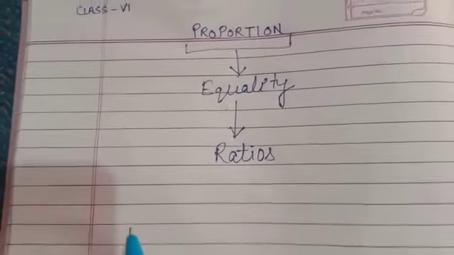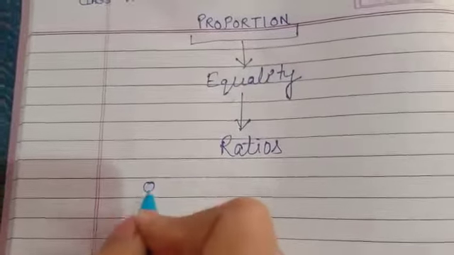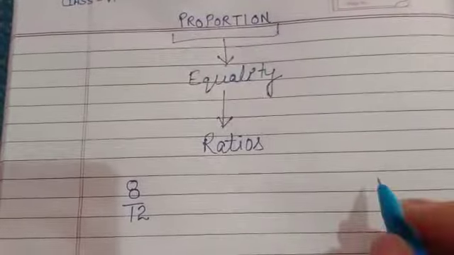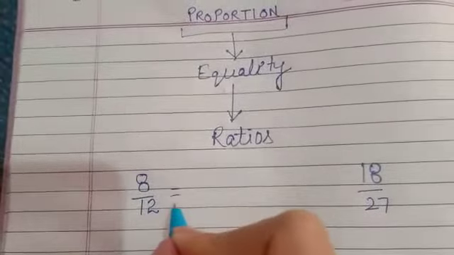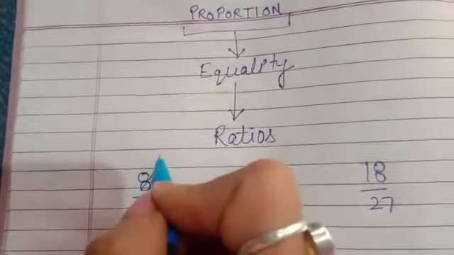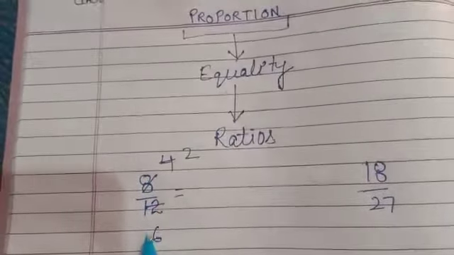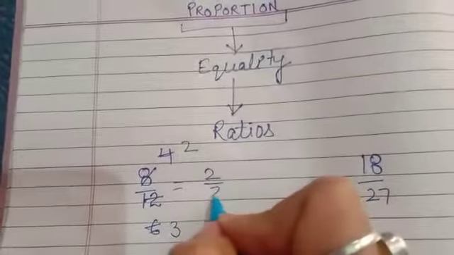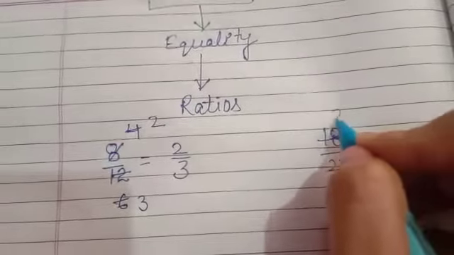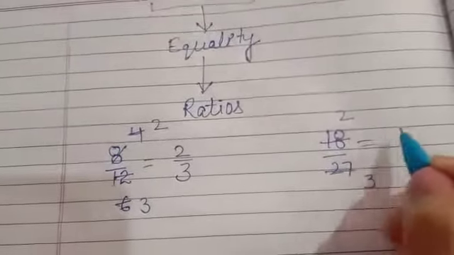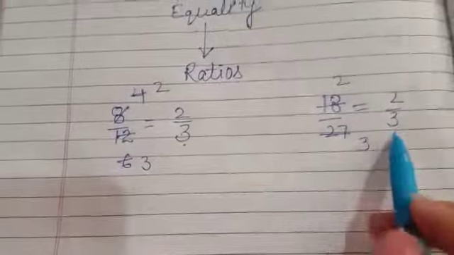For example, let's take two ratios. The first one is 8/12, and the second ratio is 18/27. Solve it. 2 4s are 8, 2 6s are 12, 2 2s are 4, 2 3s are 6. It becomes 2/3. And now solve this. 9 2s are 18, 9 3s are 27. It becomes 2/3. Here you can see that both the ratios are the same.